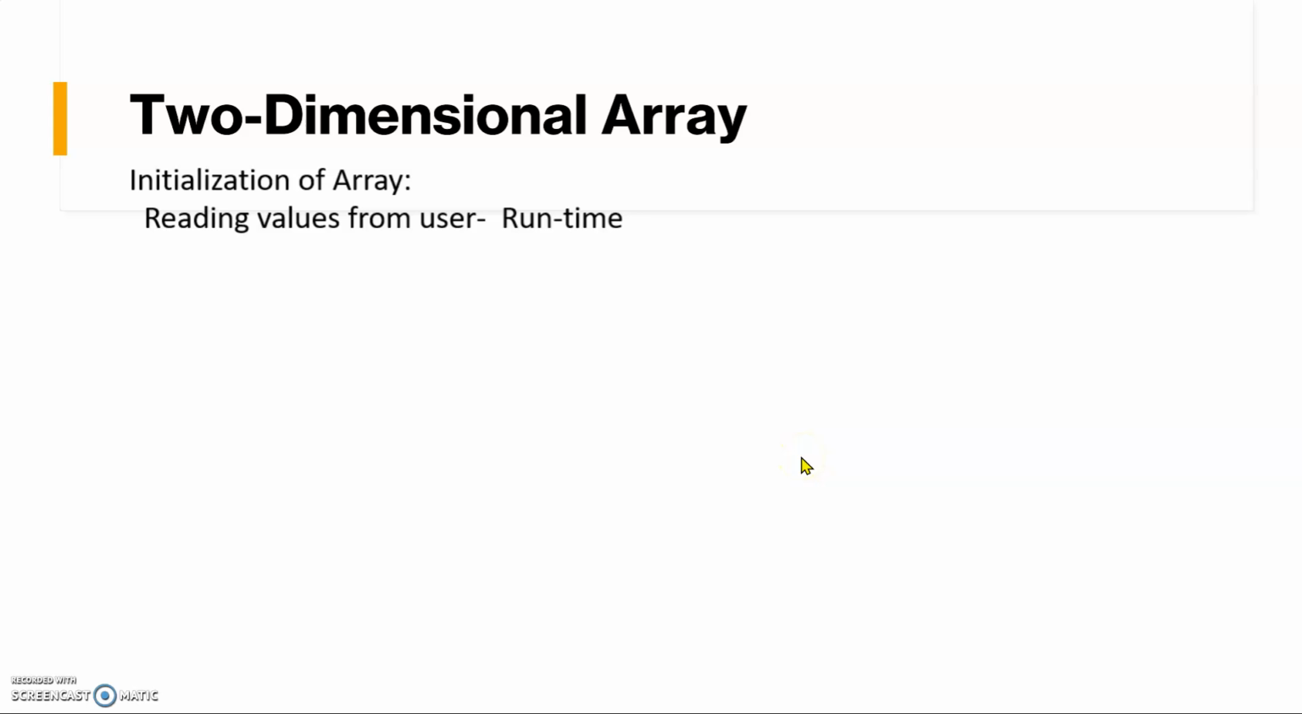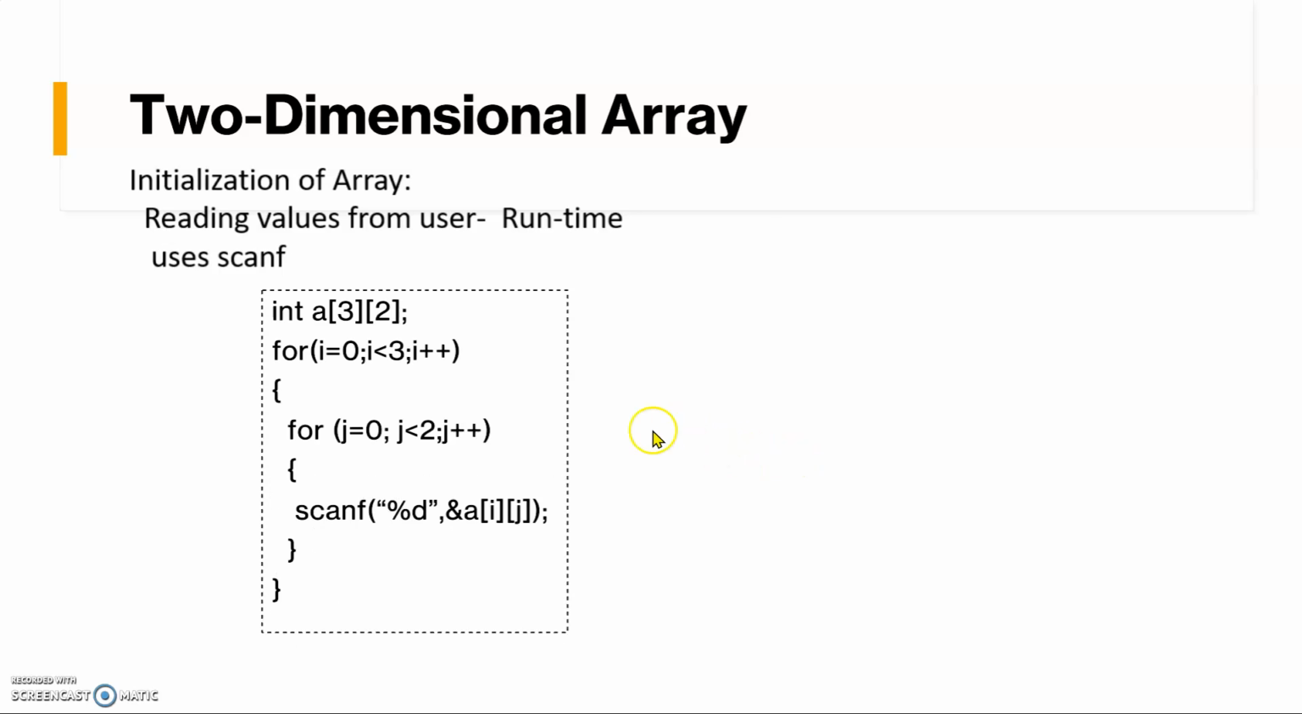Okay, now let us see how to initialize the values at runtime. Runtime is nothing but we want to use a scanf statement. So normally we are mentioning two for loops here. First for loop is to mention the row size, and second for loop is to mention the column size. So let me show you that one.